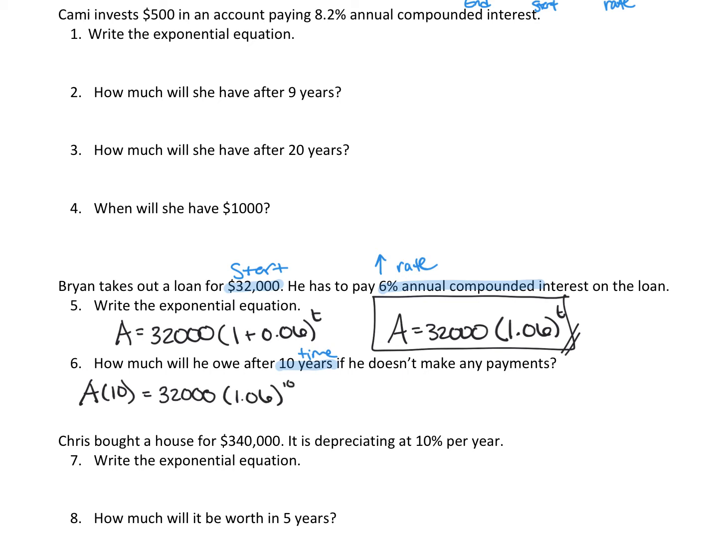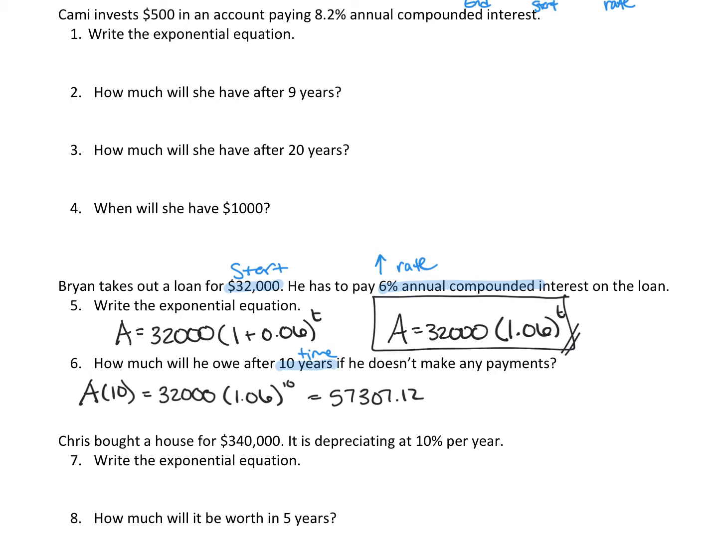Now you can do this all at once. You can do it piece by piece. Just make sure that when you're using your order of operations, you would do 1.06 to the power of 10 first, because exponent comes before multiplying. Once you plug this into your calculator, you're going to get 57,307.12. This is actually super decimally, but since we're dealing with money, we're going to round to the second decimal place because pennies exist.